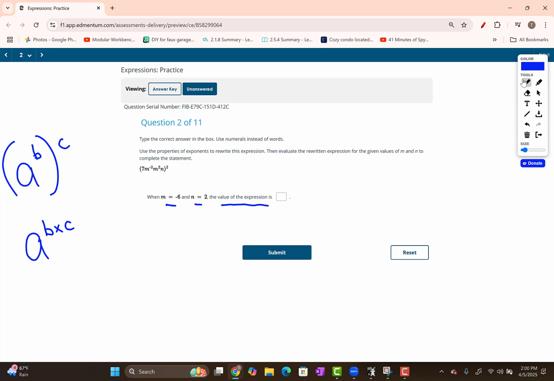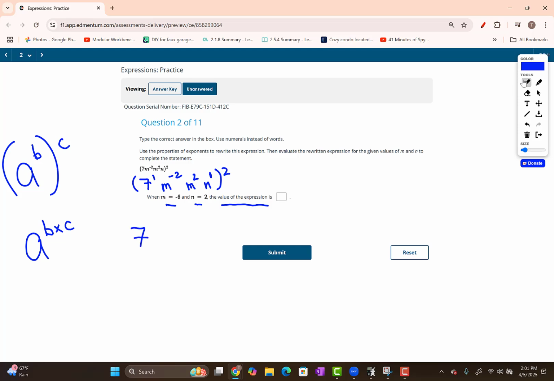So we've got 7. Technically it doesn't have an exponent, but if it doesn't have an exponent, we can raise it to the first. We've got m to the -2nd power. We've got an m to the +2nd power and an n, again, not raised to a particular power, so we'll raise it to the first, and all of that raised to the second. So let's apply this power to a power rule by multiplying the exponents.